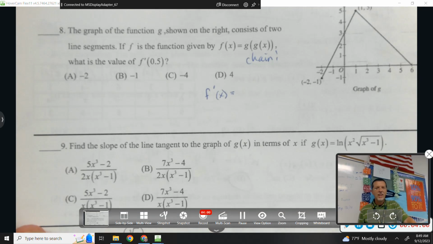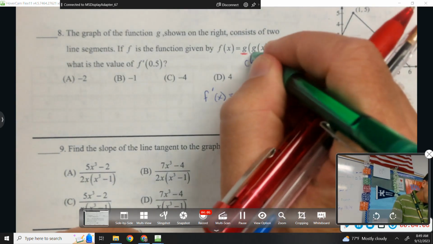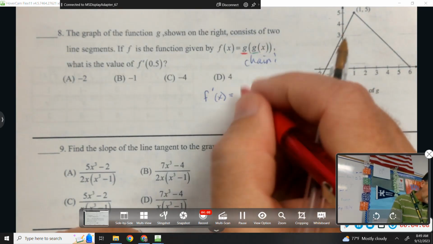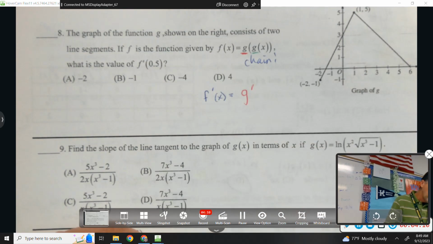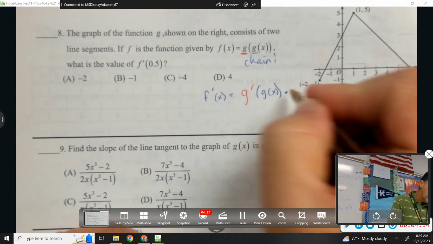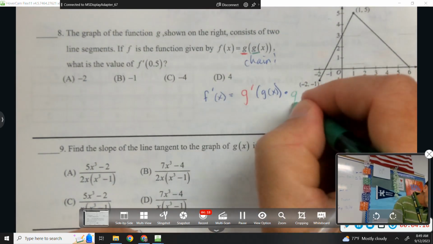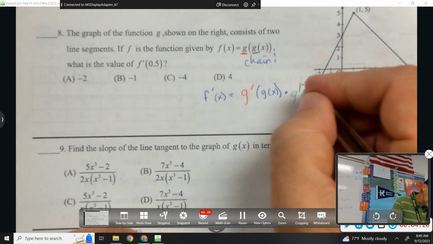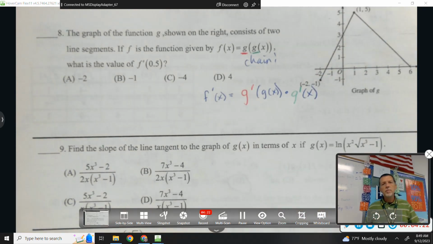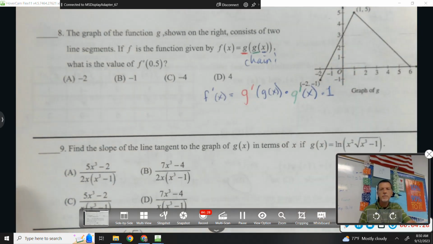Okay, outside in may be tricky because there are 2 g's there. So the outermost g prime, but then leave the inside stuff alone, times the derivative of the inside g, leave the inside stuff alone. And I guess if we really want to take it all the way, the derivative of x would just be 1.